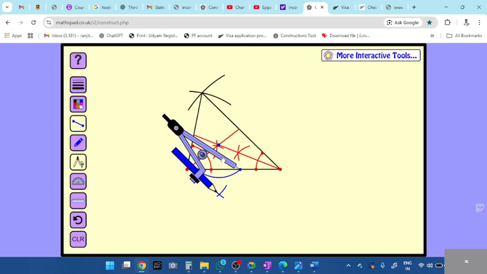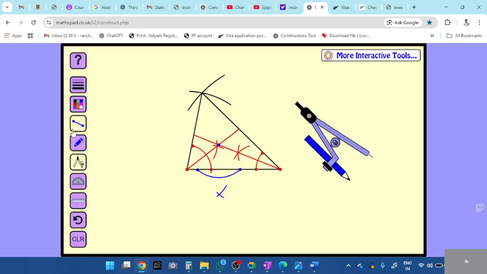Next, all of you have done this. Join the line, students. Join this line, the center and this point. Make sure it is straight. Use your scale and draw this. Connect these two points.